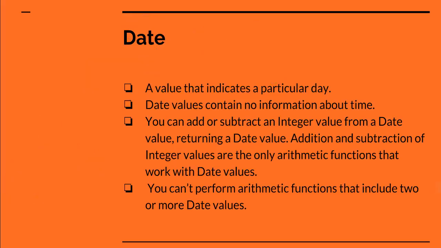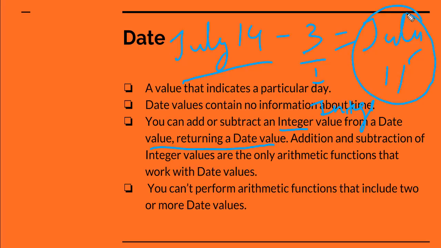Now, you can add or subtract an integer value from a date value, returning a date value. So let's say I can do something like July 14 minus 3. This will return me a date value which will be equal to July 11th. So that is what it is saying. You can add or subtract an integer value from a date value. So this is a date. You can subtract an integer value. Integer is nothing but a number, and it will return you a date value.